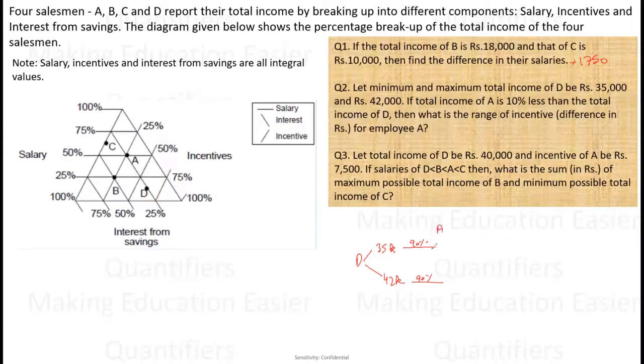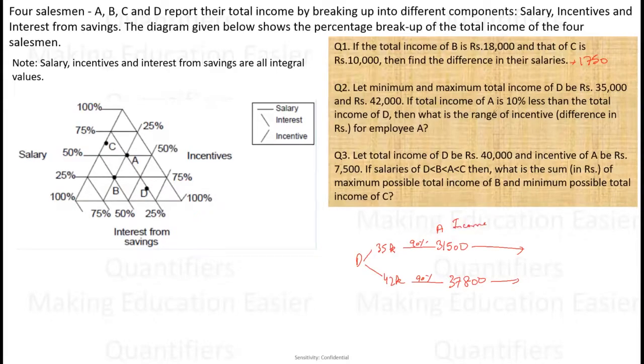Now, again, the basic underlying assumption is how good we are with the calculations. So if this is 35,000, A is 90%: 9 times 35 is 315, so 31,500 must be the lower bar. This is 42K. 90% of it: 9 times 42 is 378, so 37,800 is the upper bar. Right. Now, this has given me the total income range of A.